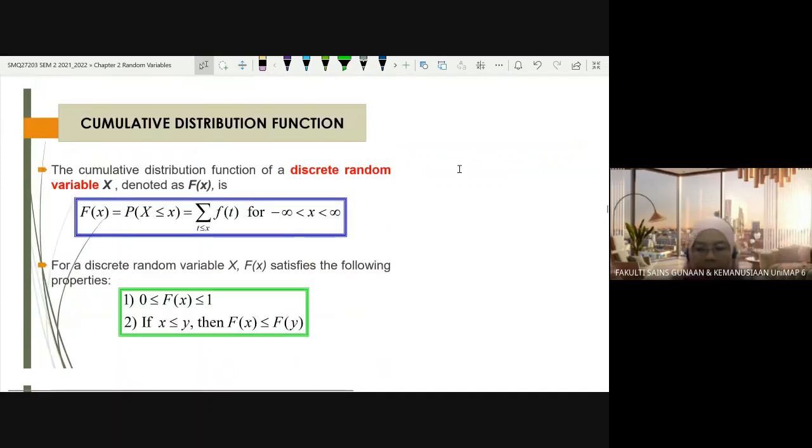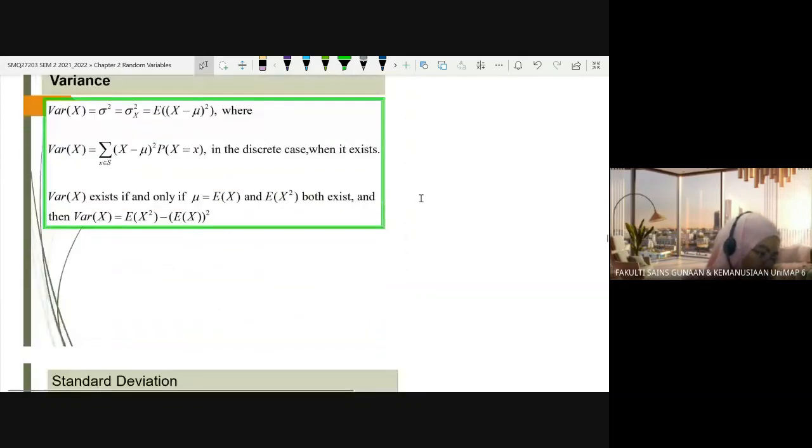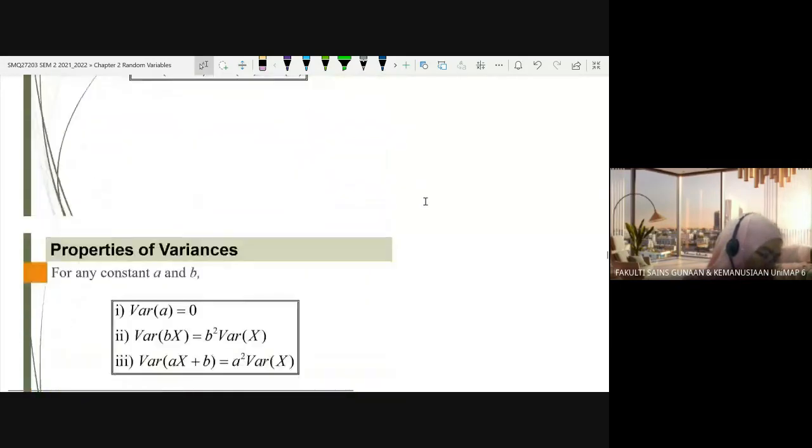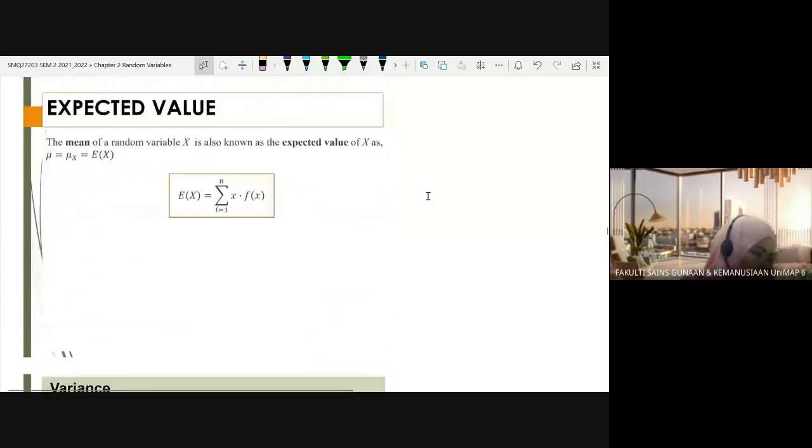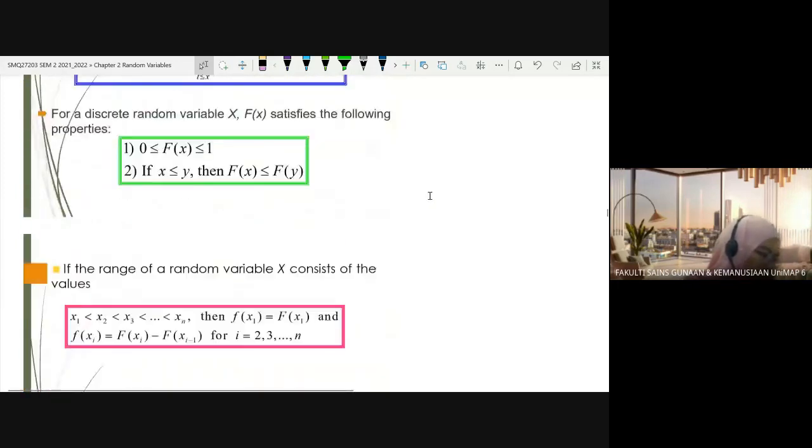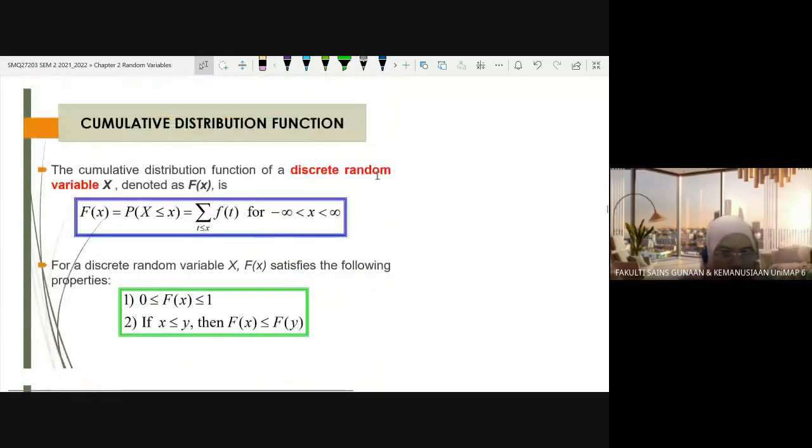Now, what is the time now? Okay, we have almost half an hour. So let us finish the last part of our chapter 2, the first half of chapter 2. Now, knowing that we have a discrete random variable, we can find the cumulative distribution for this particular discrete random variable x, denoted as a function of x, capital letter here.